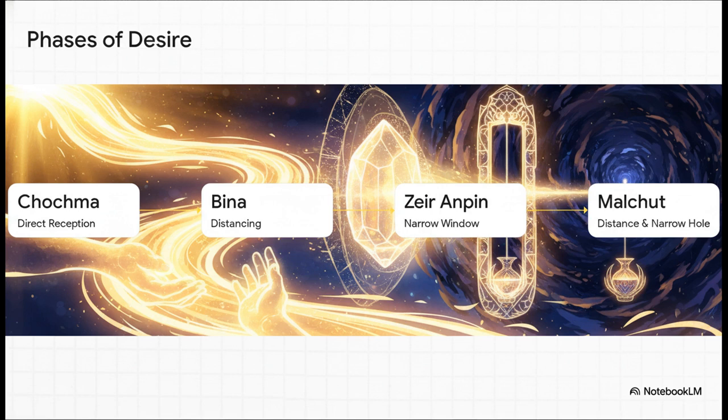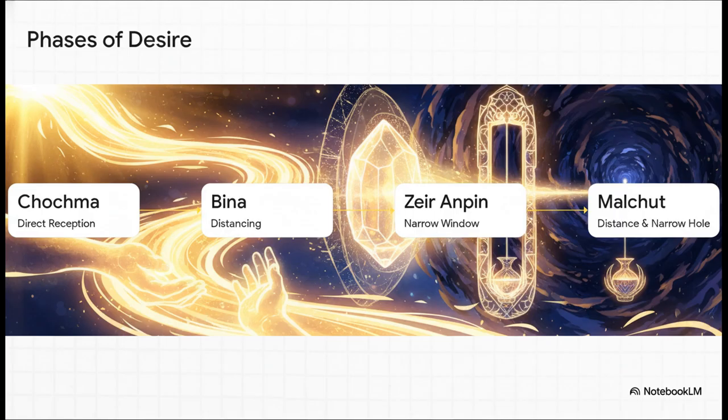Phase 1 is Chochmah. Here, the light is received directly from the root. It's pure, unrestricted reception. But then the desire evolves into Phase 2, Binah. Binah introduces a concept called harhaka, distancing. It actually pulls back, desiring to bestow like the source rather than just purely receive.